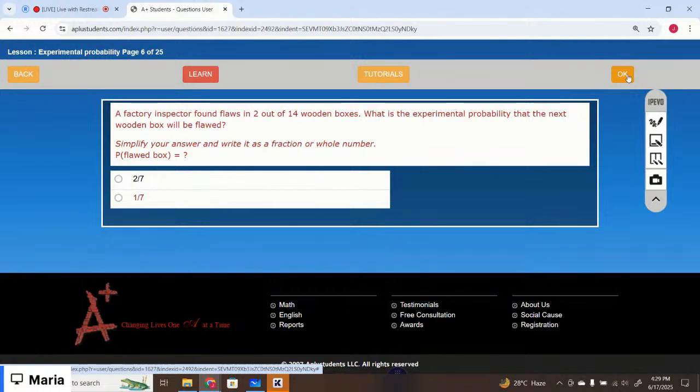The factory expected some flaws in two out of 14 boxes. What is the experimental probability that the next box will be flawed? So this is the correct option.